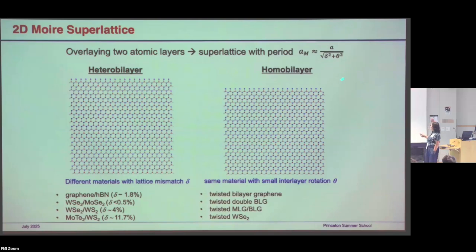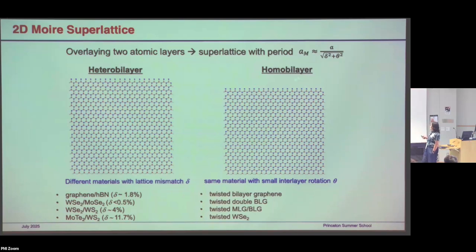So you can see that if the lattice mismatch or the angle is small, then you can have a much larger period than the original lattice constant. For example, in the case of heterobilayers, the first example is what I mentioned before, the Hofstadter butterfly feature studied in graphene on hexagonal boron nitride, where we have 1.8% lattice mismatch, and then a lot of various heterobilayers of transition metal dichalcogenides, with various different lattice mismatches.